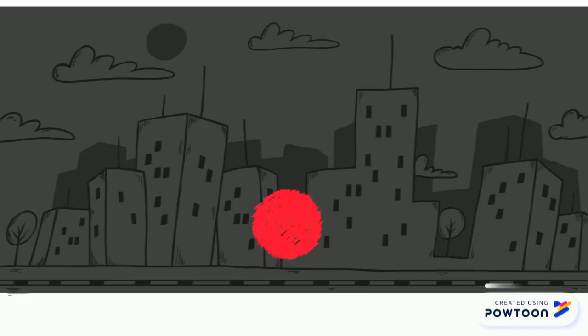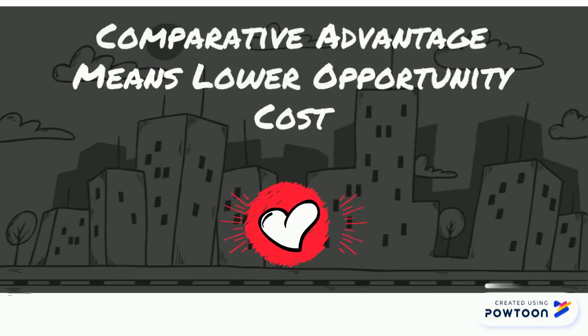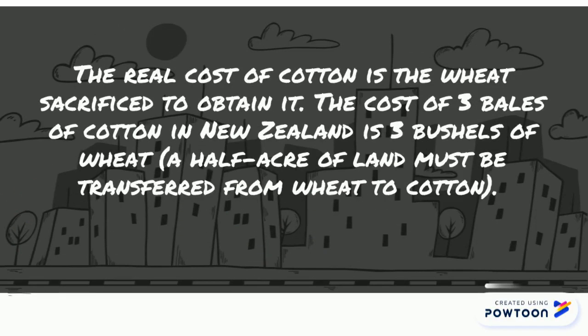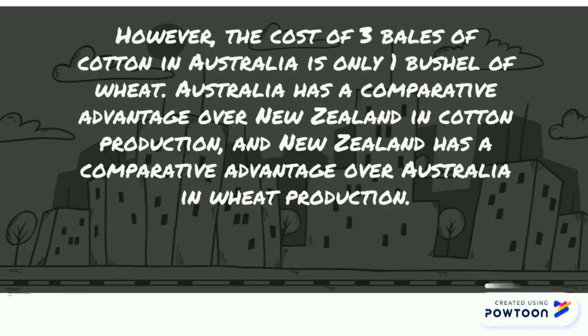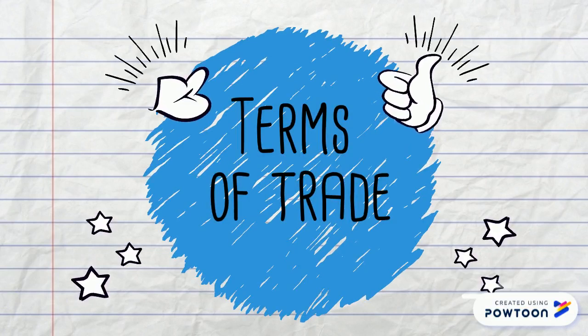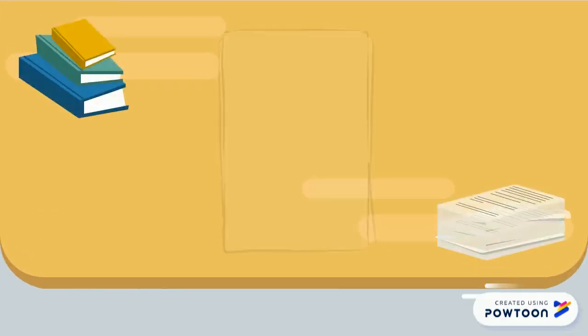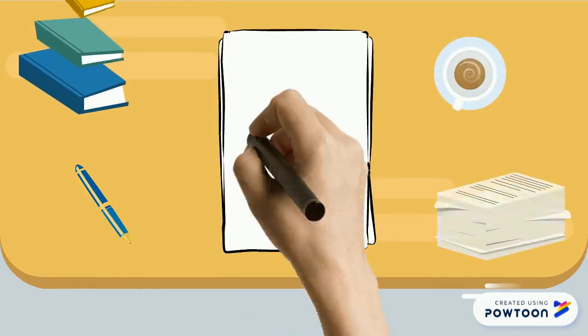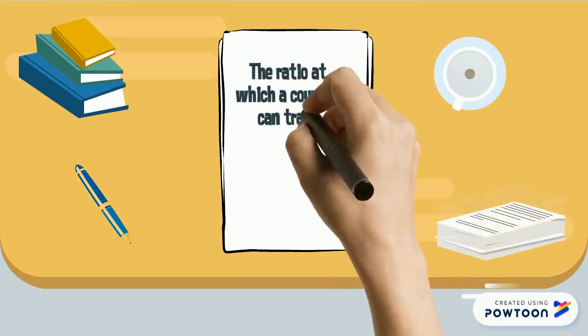Comparative advantage means lower opportunity cost, and here is the reason why. Our next question is how that bigger pie is to be divided up between the two countries. The ratio at which a country can trade domestic products for imported products is the terms of trade.